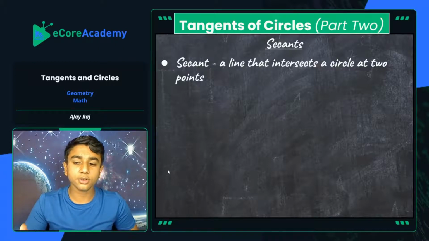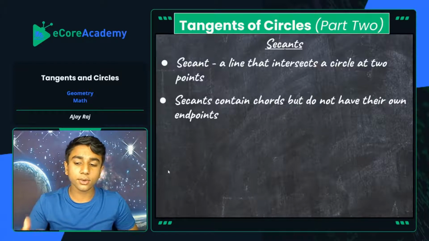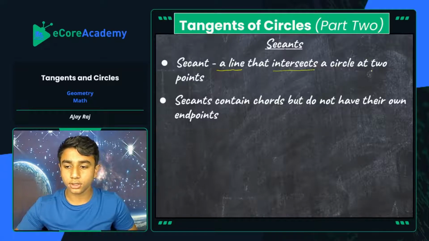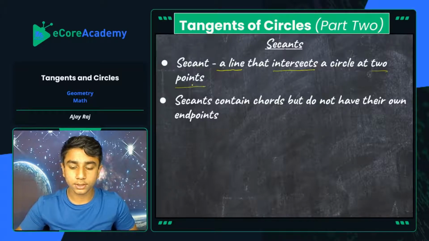And it's a line that intersects a circle at 2 different points. So that's our main differentiating factor here. But it also comes with other characteristics that also differ from a tangent. So secants contain chords. I will show you what that is later on, but it's a type of line segment correlated with circles. But secants contain chords, but do not have their own endpoints because of the fact that they are lines. I want to underline that and emphasize my point here. And it's going to intersect at 2 points.